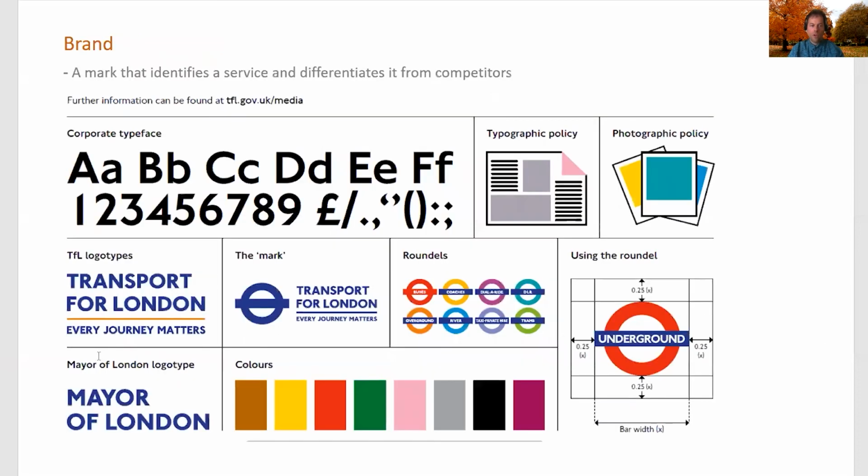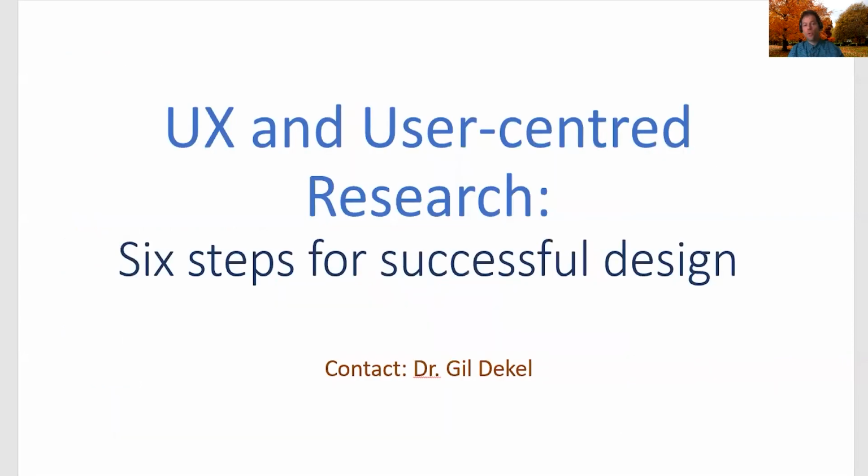In graphic design, we're talking about a brand, so it's a complete mark set that identifies a service and differentiates it from the competition. This is an example of a brand, a visual graphic brand from Transport for London.